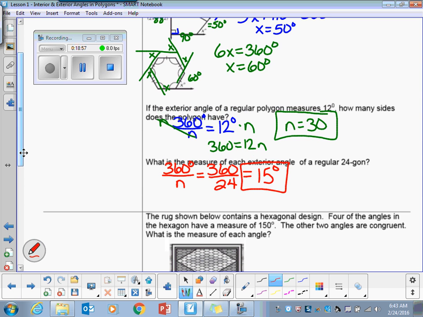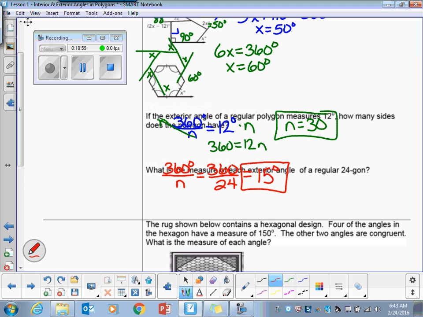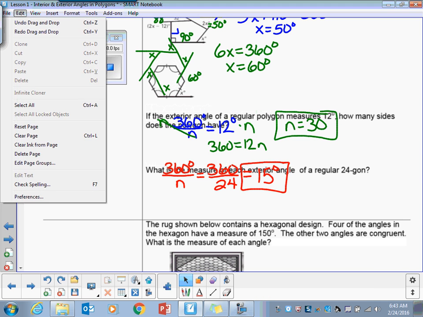Now here, oops, edit, undo. Come on. Undo the drag and drop.